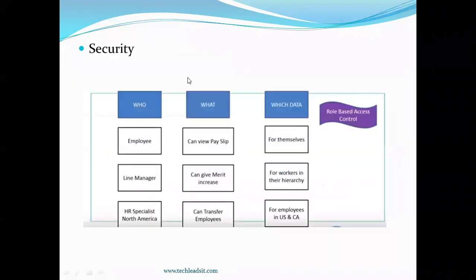Now we'll see very briefly how security is implemented in our Fusion applications. Before this, we can compare with our Oracle E-Business Suite applications. For example, if a user wants to use the purchasing application, in E-Business Suite what we do is assign a purchasing responsibility to the user. Then the user has the scope to access purchasing.